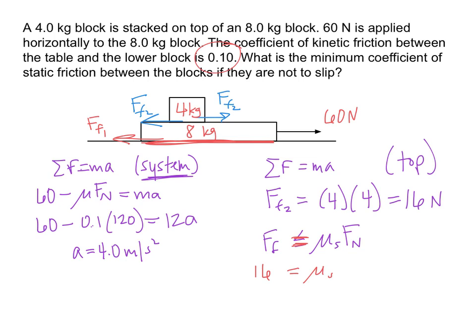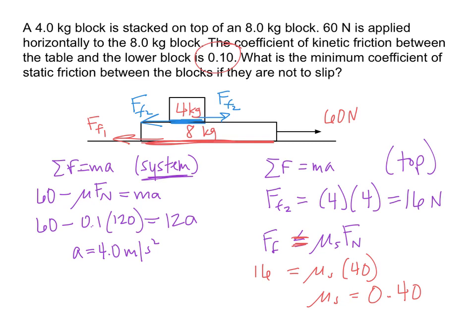My normal force, now this is different. The normal force is only due to the 4 kilogram object because I'm looking at the friction right here in between the blocks, and so it's only everything above that blue line that matters. So my normal force is 4 times 10 or 40 newtons, and so my mu sub s as a minimum has to be at least 0.4. It can be bigger, but that's the minimum amount, otherwise I won't have enough friction.